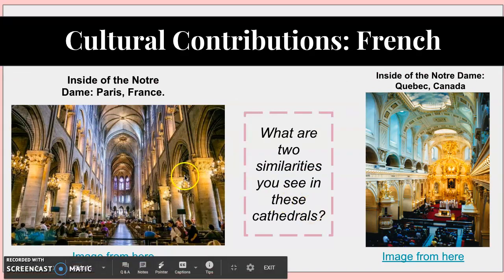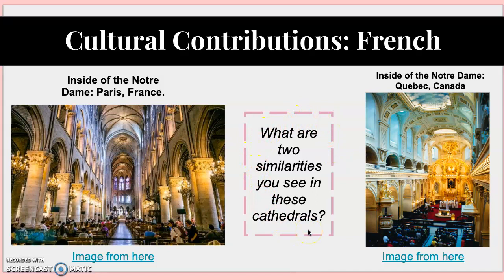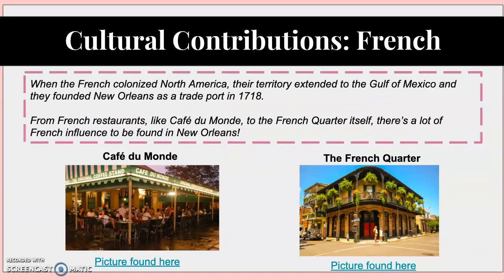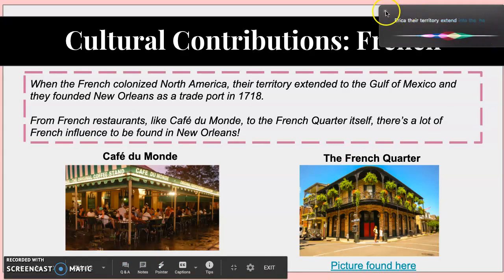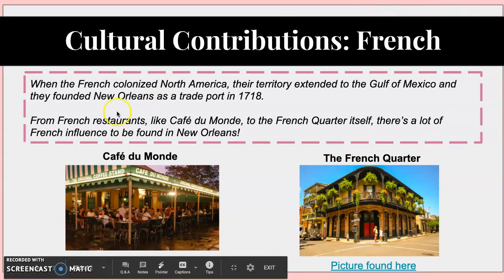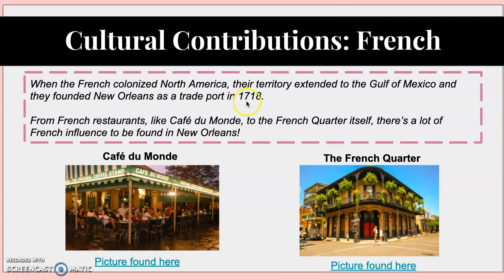This is a picture of the inside of the Notre Dame, Paris, France, and inside the Notre Dame of Quebec, Canada. What are two similarities you see in these cathedrals? When the French colonized North America, their territory extended to the Gulf of Mexico, and they founded New Orleans as a trade port in 1718. From French restaurants like Café du Monde to the French Quarter itself, there's a lot of French influence to be found in New Orleans.